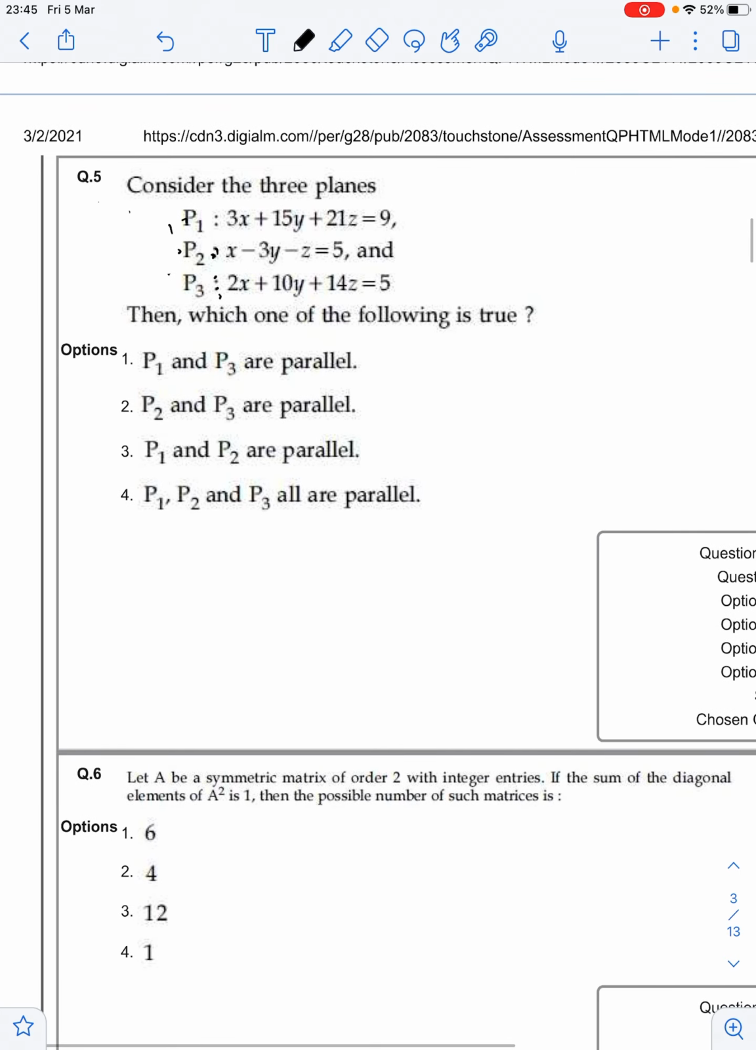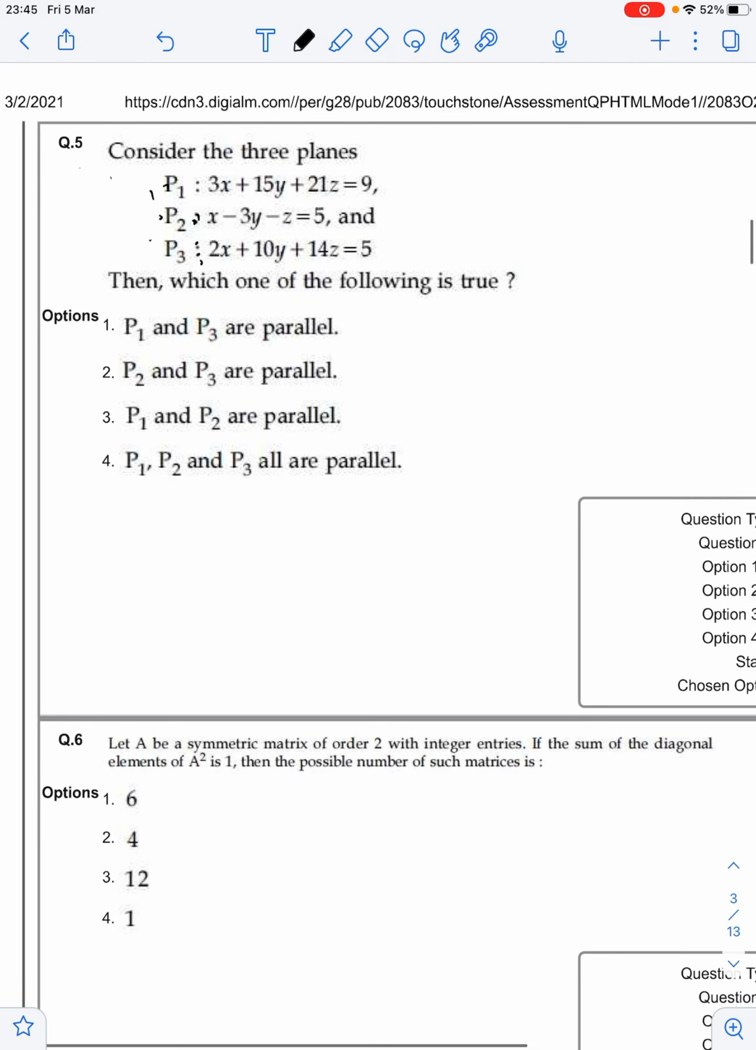Question number 5 is the simplest question in the paper. They have given the three equations of planes P1, P2, P3, and they are asking which of these are parallel. If we write their normals' direction ratios, we know that if the planes are parallel, their ratios of direction ratios are the same, which we can check option-wise.